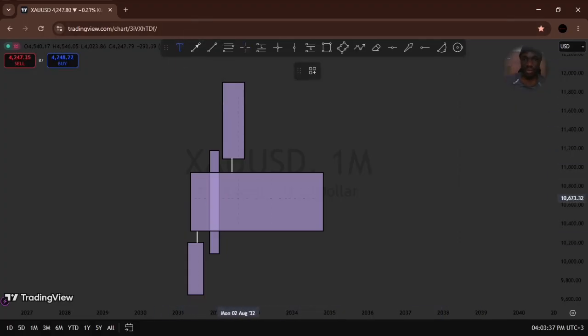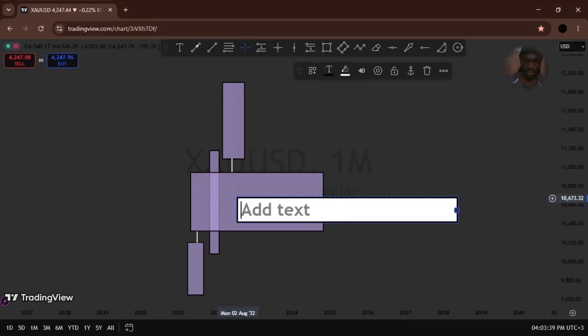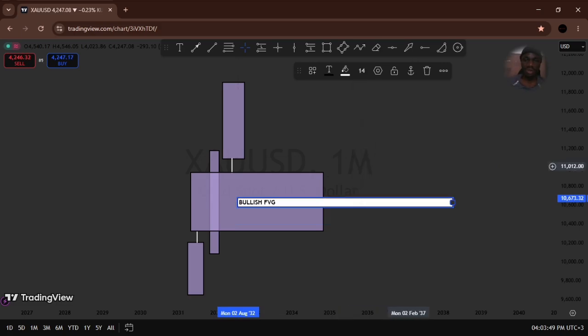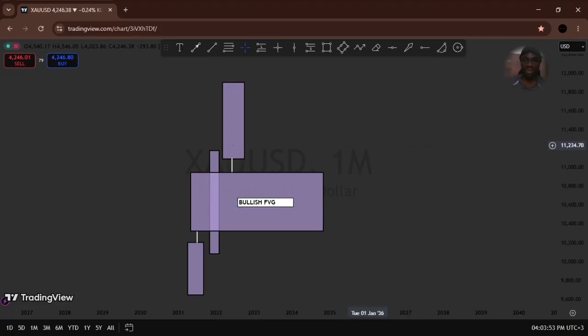This is a bullish fair value gap. We could also write it in short form, as you can see. So it is a bullish fair value gap, guys.